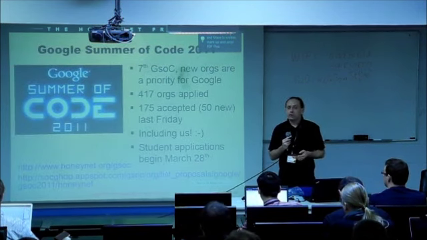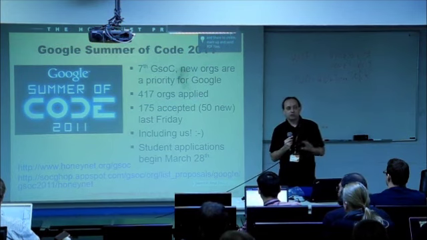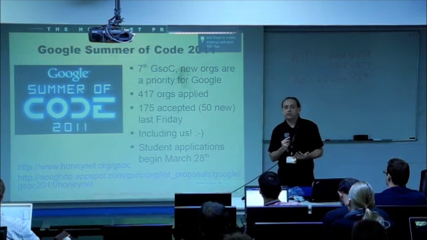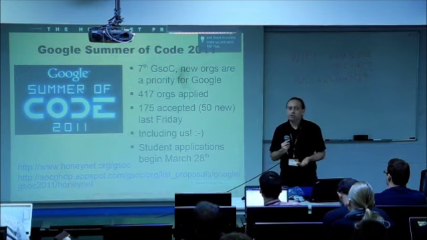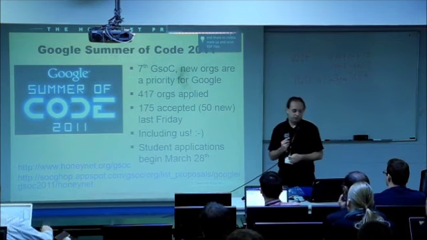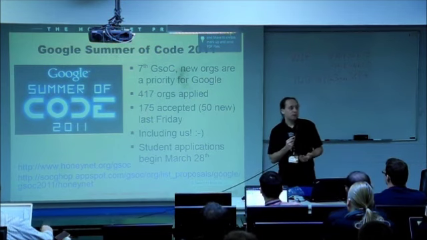We applied for Google Summer of Code. The results were published on Friday 3 days ago, and we were accepted as one of the organizations. They have a focus this year on new orgs. There were 417 people applied, different organizations. We are one of 175 accepted. So the student applications begin on March the 28th.